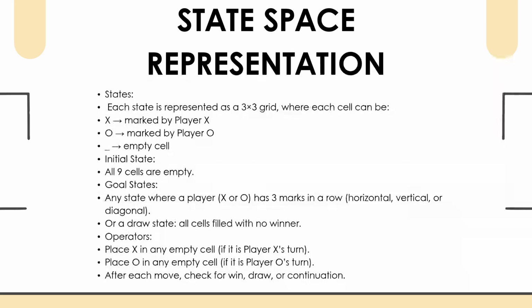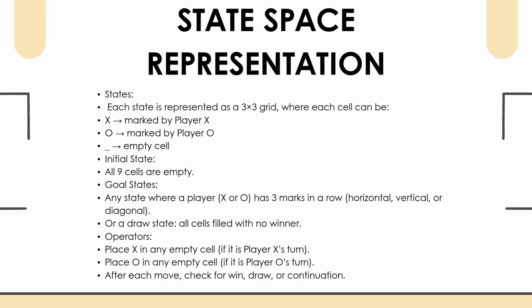Going forward, state space representation of the two-player game. Each state is represented as a 3x3 grid where each cell can be X, marked by player X, O, which is marked by player O, or can also be an empty cell. And as we know, as the game progresses, all the empty cells will be filled by either X or O.